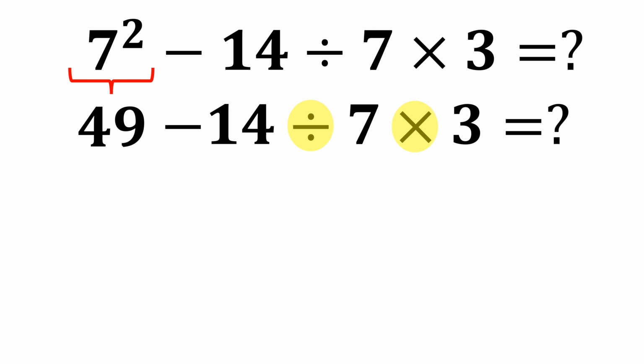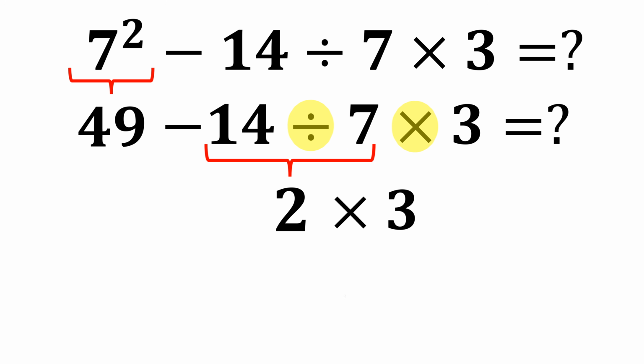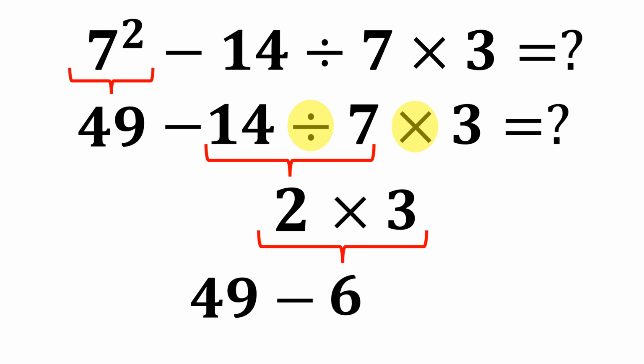In the new expression, it's time for multiplication and division, which we solve from left to right. So 14 divided by 7 is 2, and 2 times 3 is 6. Finally, 49 minus 6 equals 43.